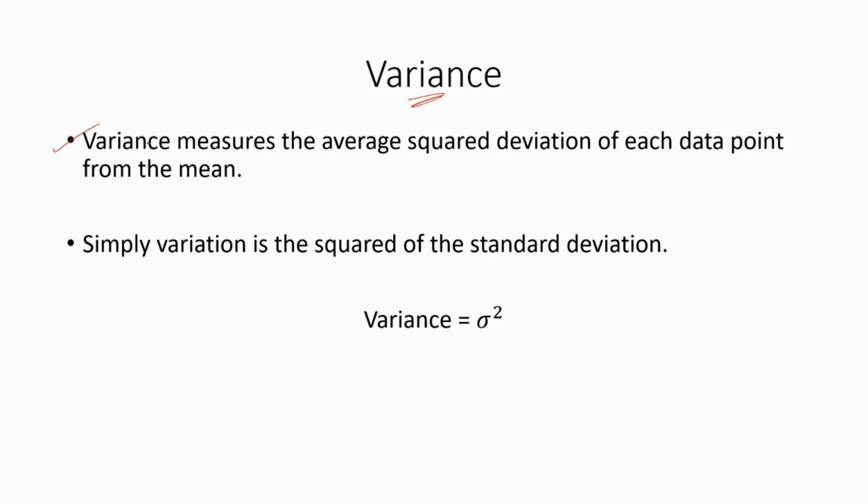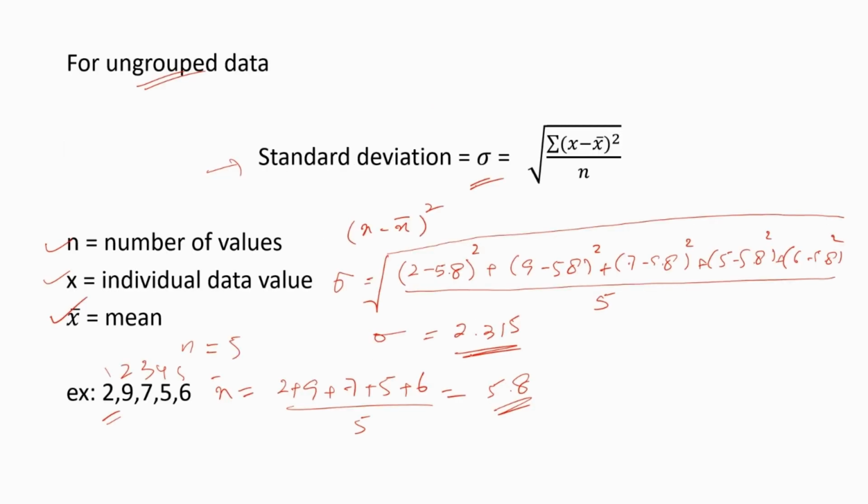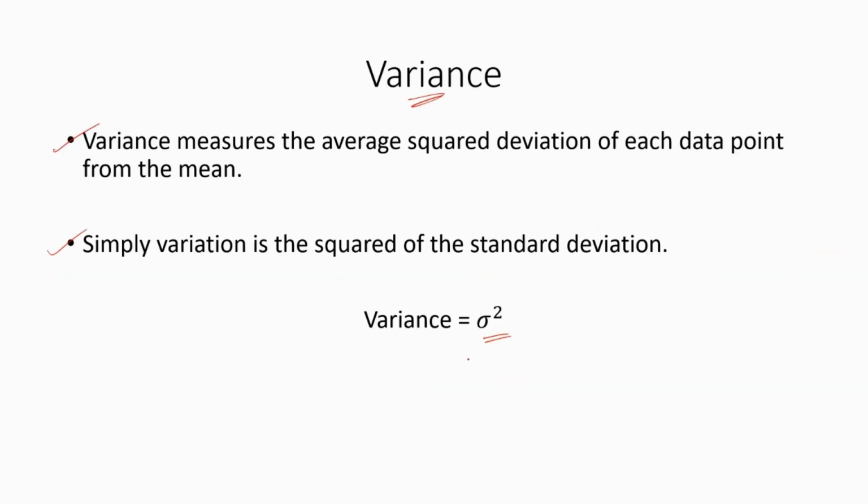Now let's discuss the variance. Variance measures the average squared deviation of each data point from the mean. Simply, variance is the square of the standard deviation. This is really simple. Now let's calculate the variance for the previous example. Variance is equal to sigma squared. Sigma is 2.315 squared. This is equal to 5.359. This is the variance. This is also a measurement of the risk.